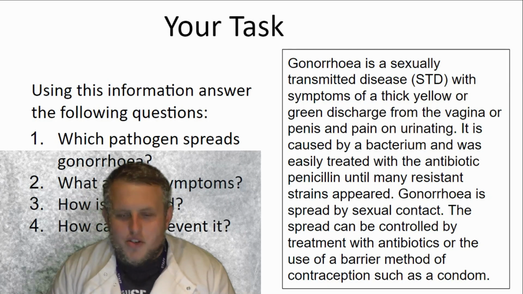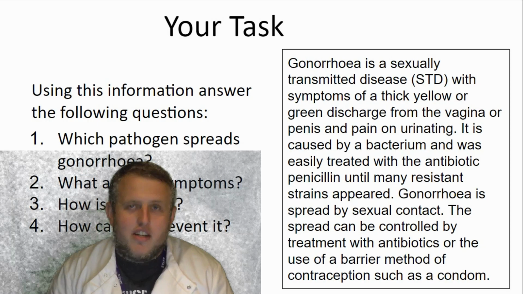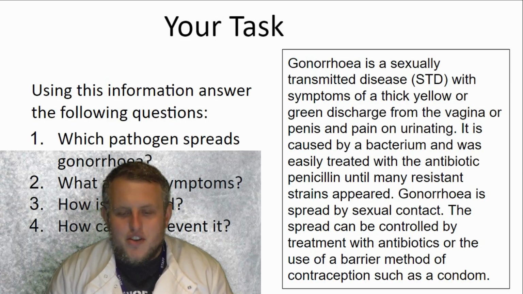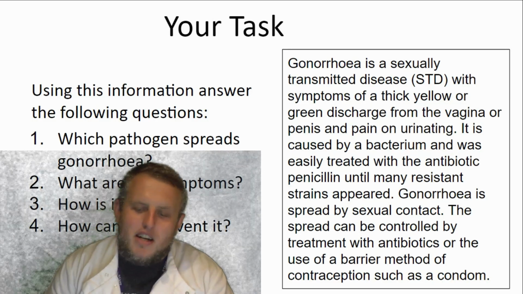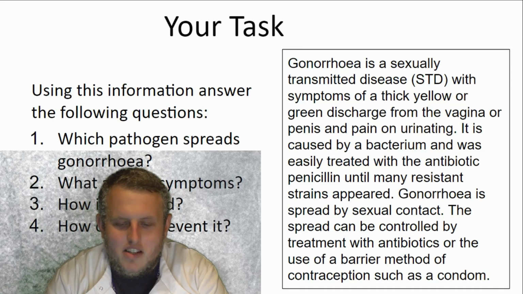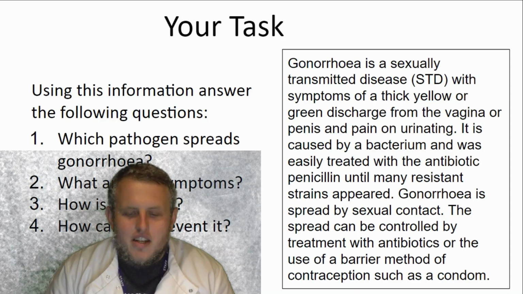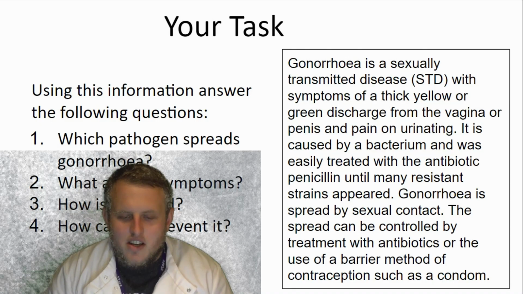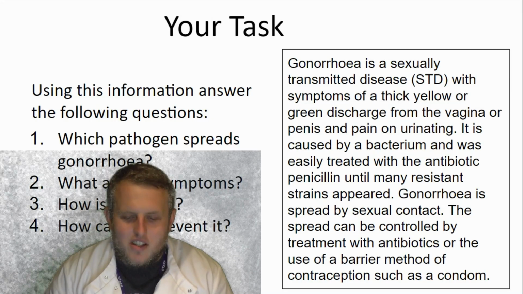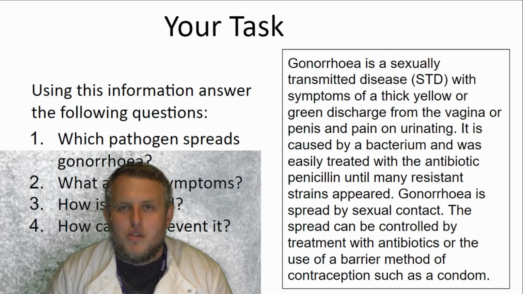Gonorrhea is a sexually transmitted disease, or STD, with symptoms of a thick yellow or green discharge from the vagina or penis and pain on urinating. It is caused by a bacterium and was easily treated with the antibiotic penicillin until many resistant strains appeared. Gonorrhea is spread by sexual contact. The spread can be controlled by the treatment with antibiotics. Use of a barrier method of contraception such as a condom also works.